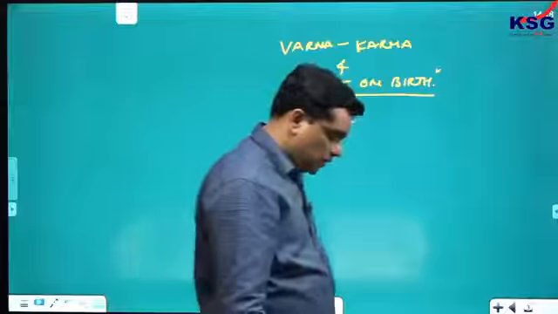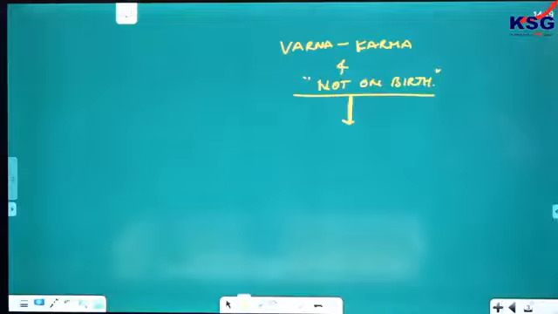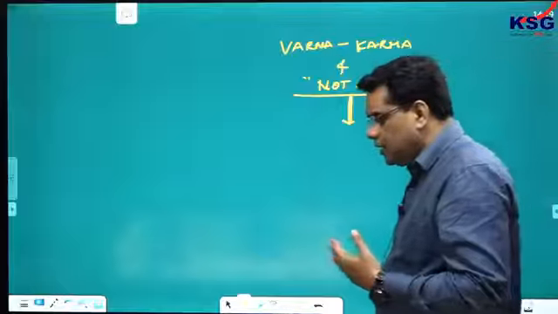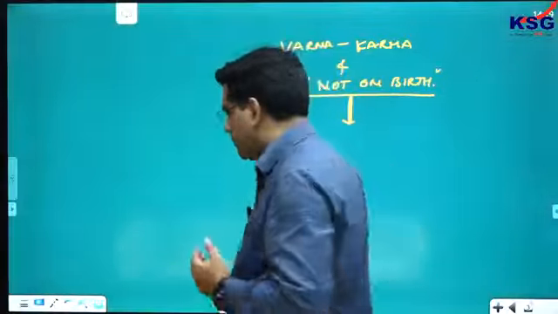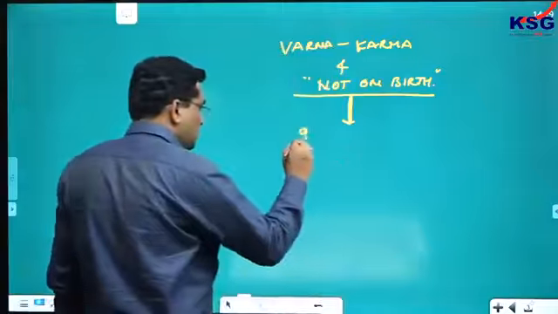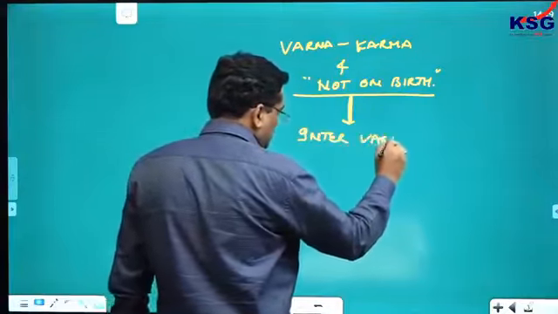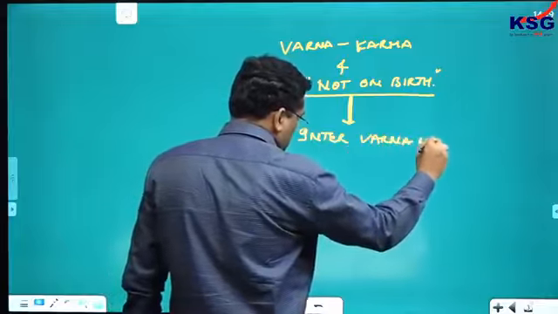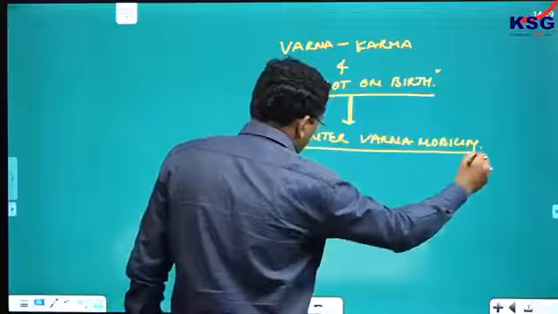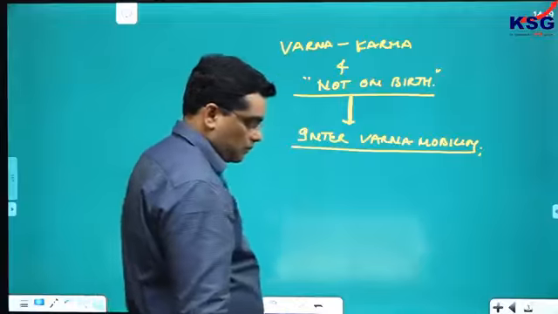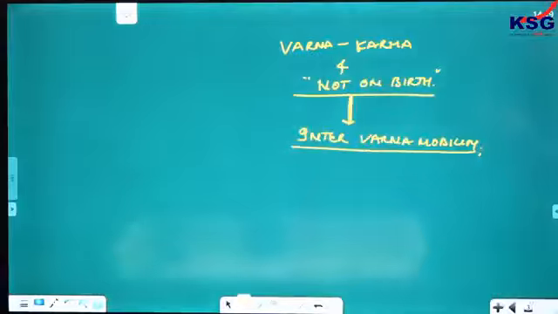So Brahman, Kshatriya, Vaishya and Shudra, you can see that it was mainly due to karma. There was inter-Varna mobility. If anybody was born a Shudra, they could upgrade to Brahmana. So there was inter-Varna mobility.